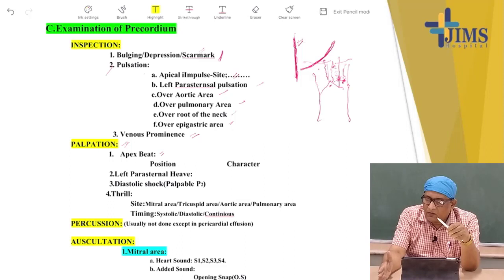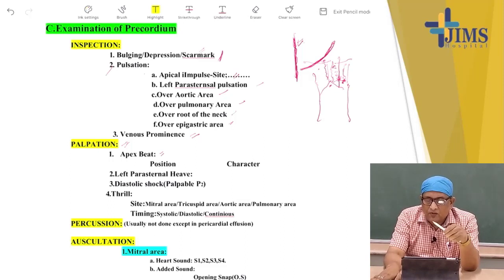Then we have to place our hand like this in the left parasternal region, and see whether there is a heave or not, to assess right ventricular or left ventricular hypertrophy. So, left parasternal heave. Then we place our hand over the pulmonary area like this to find out the diastolic shock, that is, palpable P2. The second heart sound may be palpable sometimes. We call it diastolic shock.